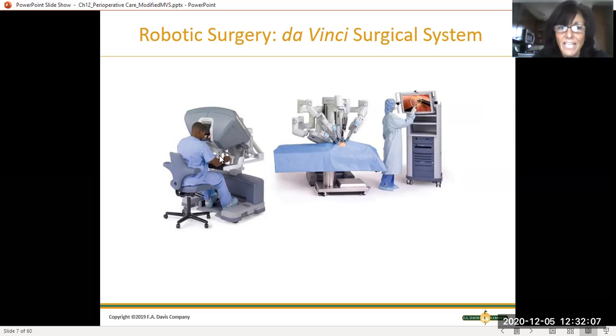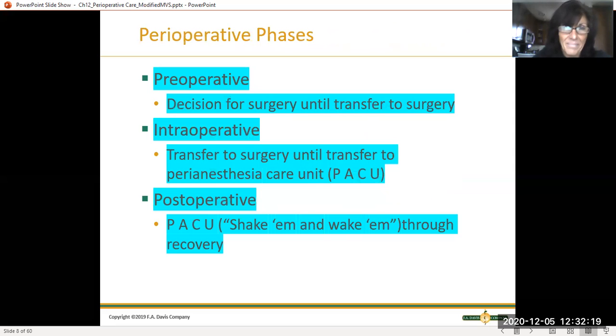So the surgeon controls the robot, but the robot's the one doing the surgery, right? With this under the surgeon's control. That's the Da Vinci surgical system. It's wild. All right, let's talk about the perioperative phases.